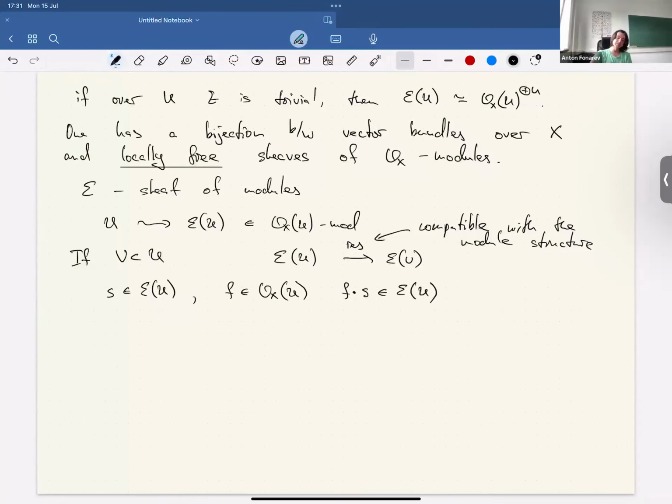And now this compatibility says something absolutely trivial. So now you can restrict s to V. You can restrict f also to V, a function restricted to an open subset. And you can multiply the restricted section by the restricted function. And this must be the same as first acting by the function and then restricting. So that nothing happens. It's a very trivial observation.